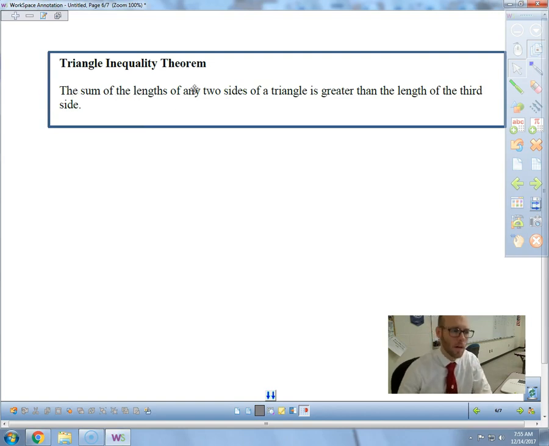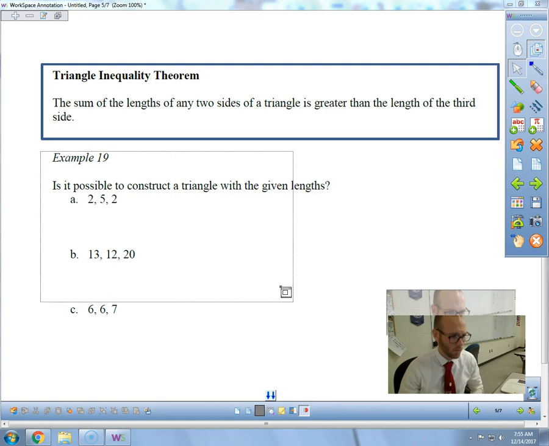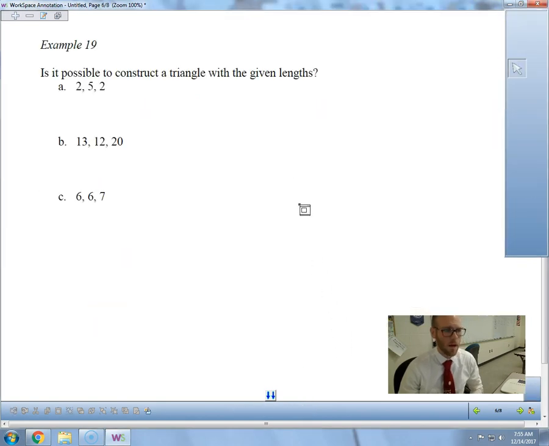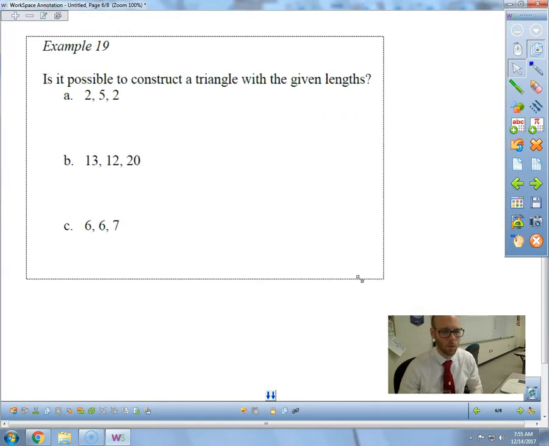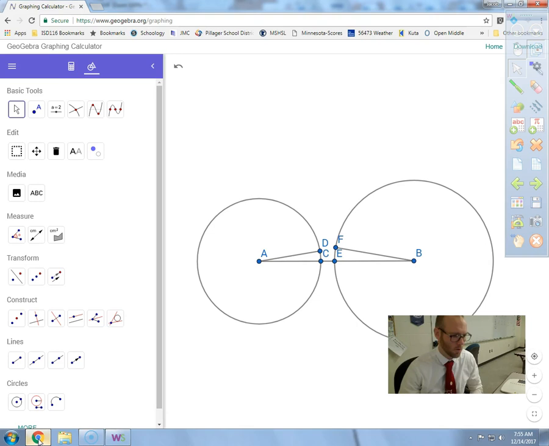So the sum of the lengths of any two sides of a triangle has to be greater than the third length. Otherwise, those other two sides can't reach each other. They can't make a triangle. So I've got three situations here. I want to know, is it possible to make a triangle with these three side lengths? 2, 5, and 2. Well, let's head back to GeoGebra here.